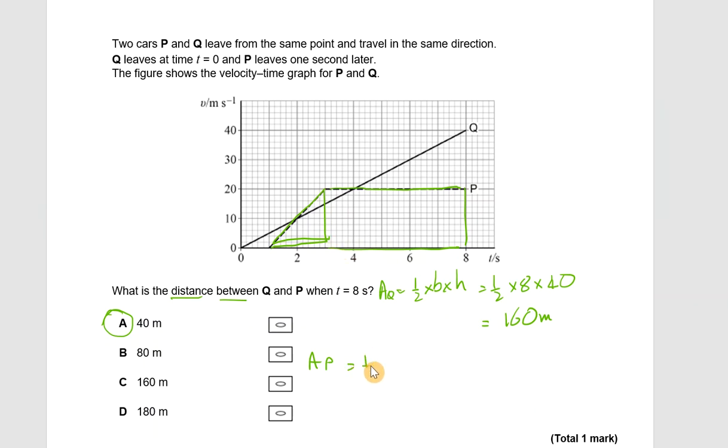So again, a half. The base is 2. The height of that triangle is 20. But we've also got to add on to that this rectangle, which has a base of 5 and a height of 20. Altogether, that comes to 120 meters. So the difference between those is 40 meters. Answer A.